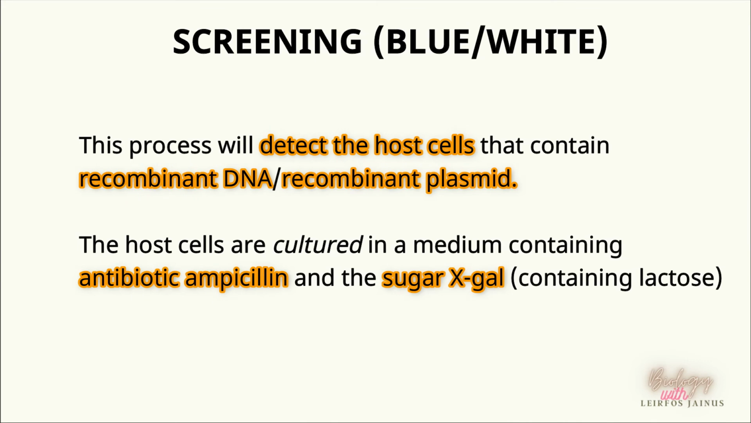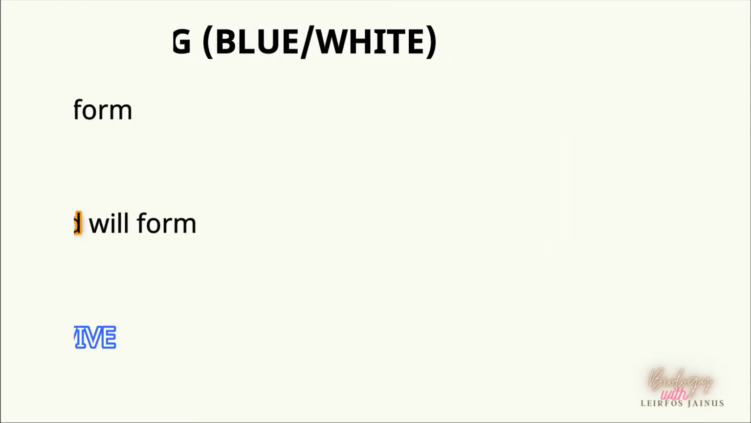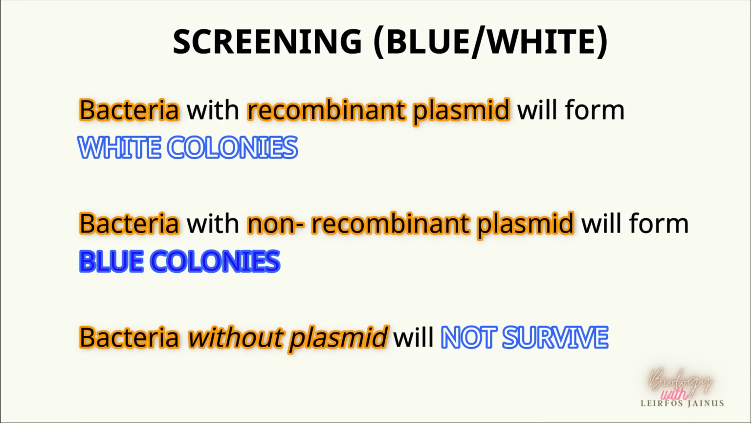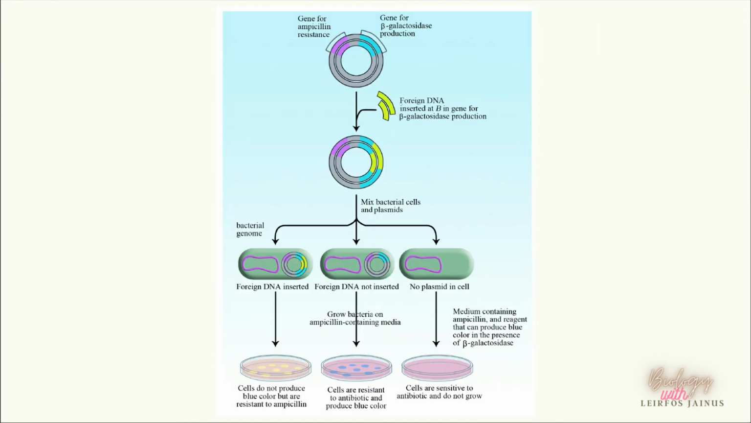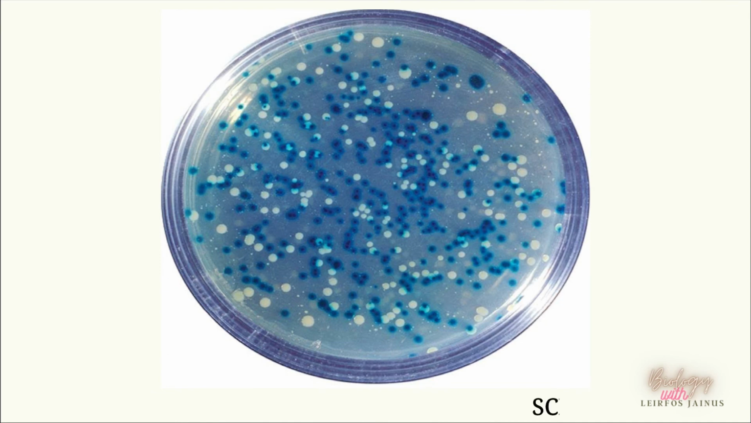The medium culture will contain antibiotic ampicillin and X-gal. On the medium culture of blue-white screening, bacteria with recombinant plasmid will form white colonies. Bacteria with non-recombinant plasmid will form blue colonies, while bacteria without plasmid will not survive. The bacteria without plasmid will not survive because it has no ampicillin-resistant gene.